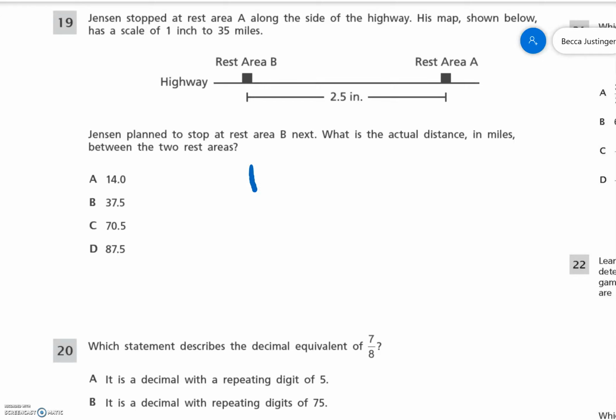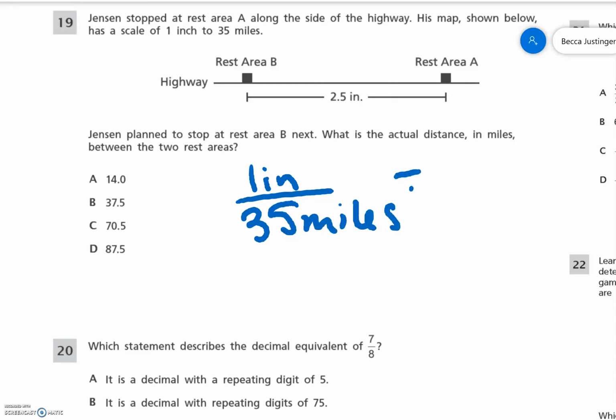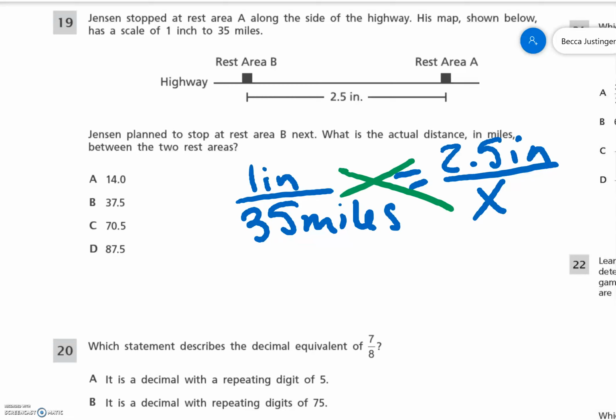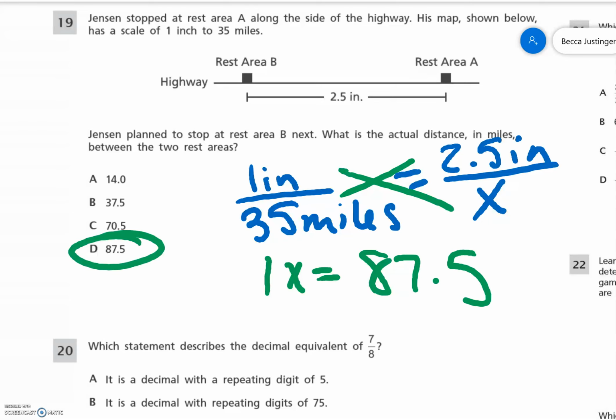Well, if 1 inch is equal to 35 miles, and we know rest area B is 2.5 inches away, we can set up a proportion and cross multiply. 1x is equal to 35 times 2.5. Get out my calculator. And x equals 87.5 miles.